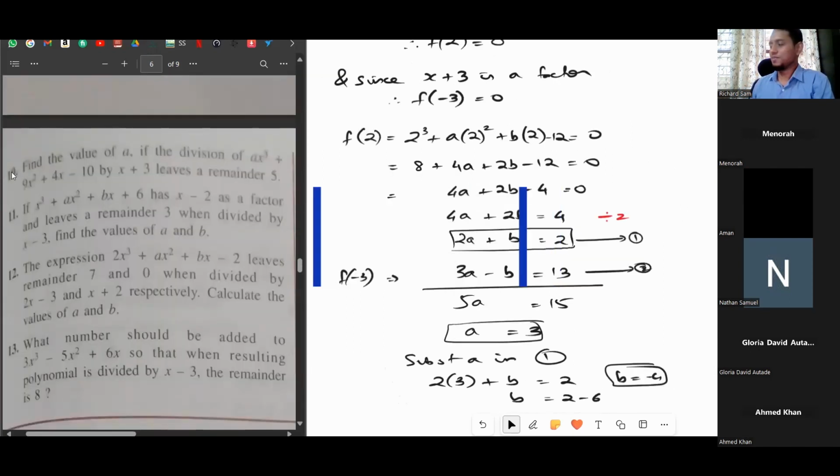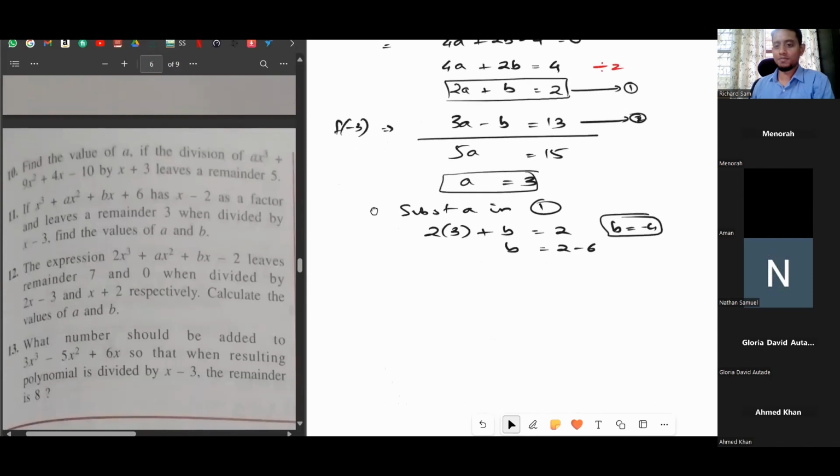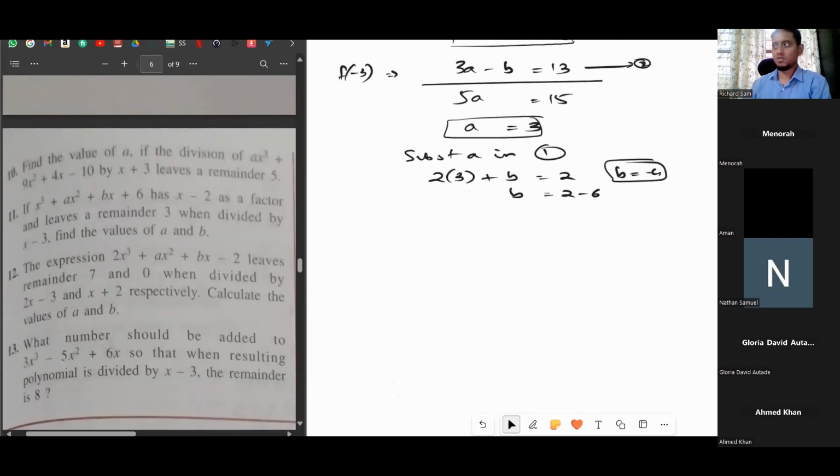Question 10. Find the value of a if the division of ax cubed plus 9x squared plus 4x minus 10 by x plus 3 leaves the remainder 5. So the remainder is 5 here when you divide by x plus 3. Come on, anyone, just tell me the main part. The whole statement you have to write, but the main part of it is what? From this, when you're dividing with x plus 3, the remainder is 5. So what equal to 5?